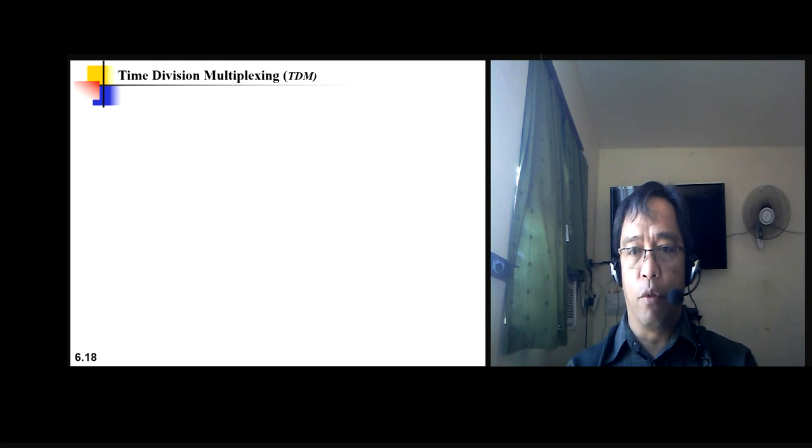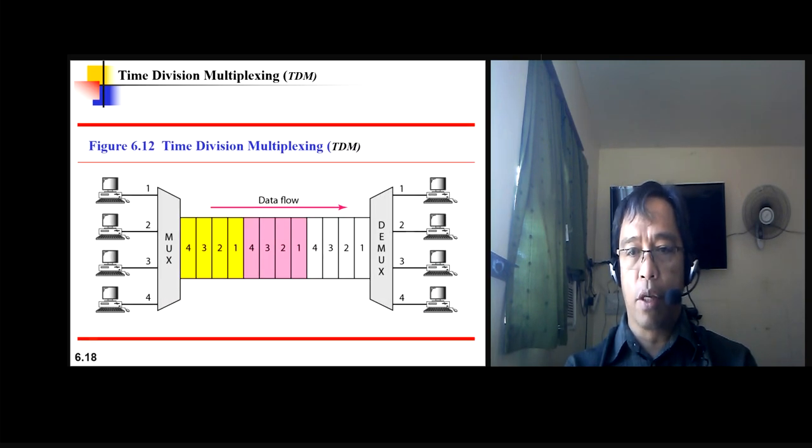Time division multiplexing in figure 6.12 gives us a conceptual view of TDM. It is a digital process that allows several connections to share the high bandwidth of a link. However, the link is shared by time rather than by frequency.